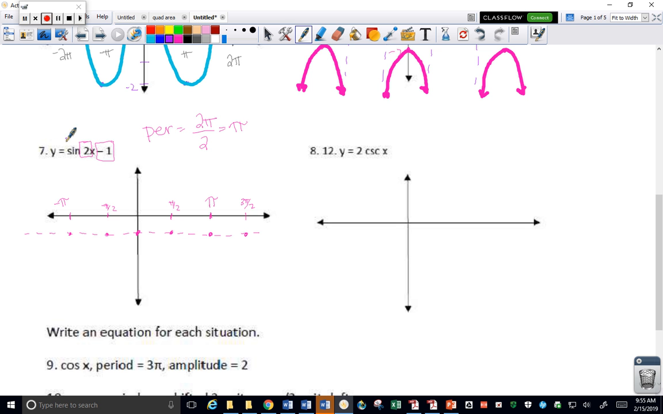Okay, it has no amplitude, so that's a 1, which means we go up 1 unit halfway between our zeros, and we go down 1 unit halfway between the zeros, and then up 1 unit halfway between the zeros, and down 1 unit halfway between the zeros. Okay, all these things happen on nice, even intervals. So sine, we graph the zeros first, and then we put in the maxes and the mins. Cosine, we graph the maxes and mins first, and then we put in the zeros.